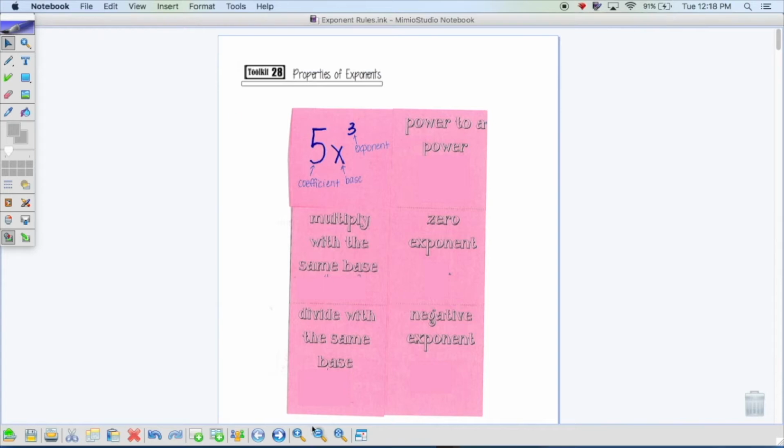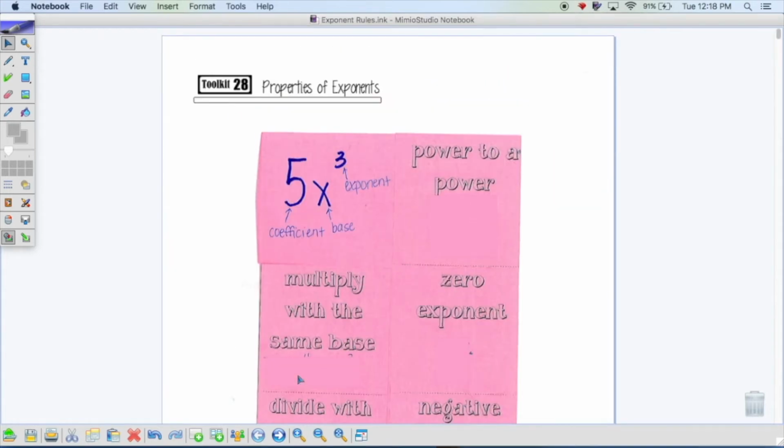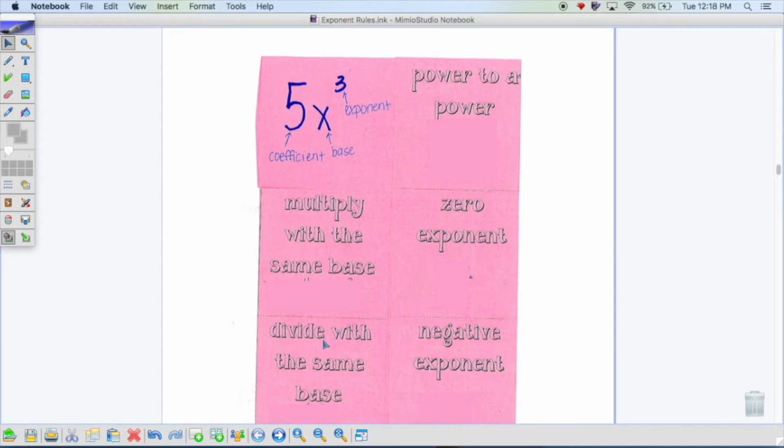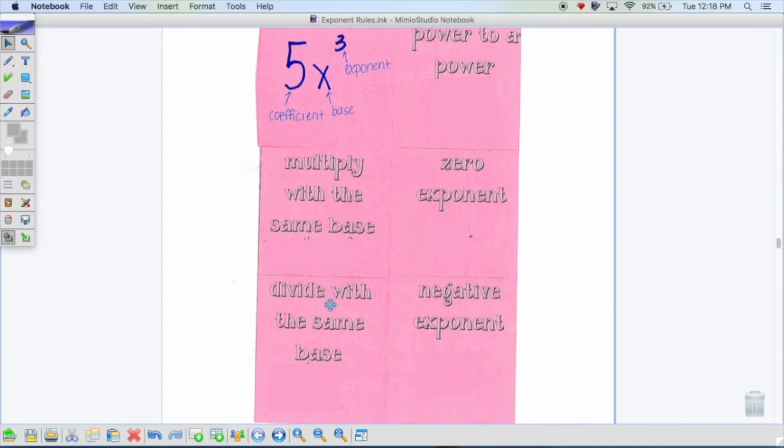Next, I want you to write the parts of an exponential thing here. We're going to put the coefficient is the number, the big number, if there is one. We have the base, and we have the exponent is the little number here. And you should know what an exponent tells us. An exponent tells us how many times the base is being multiplied by itself. So we're going to look at, you need to know these 5 operations with exponents.